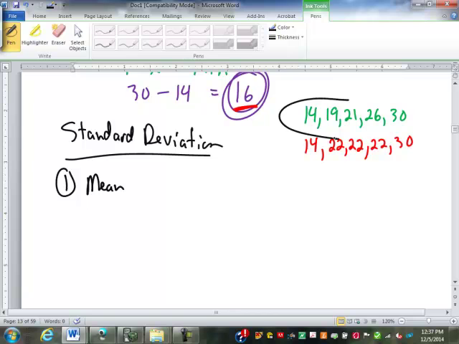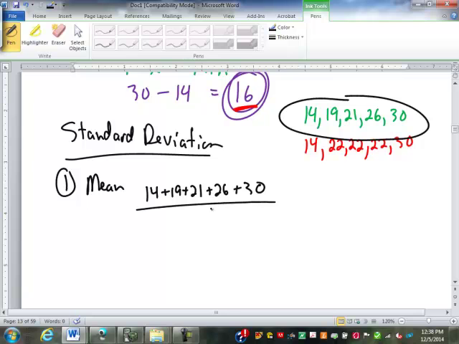So we're going to use this green set of numbers first. Its mean, if I add them up, 14 plus 19 plus 21 plus 26 plus 30. There's 5 of them, so we're going to divide by 5. What is that? 40, 80, 110 divided by 5 is 22. That gives us a mean of 22.